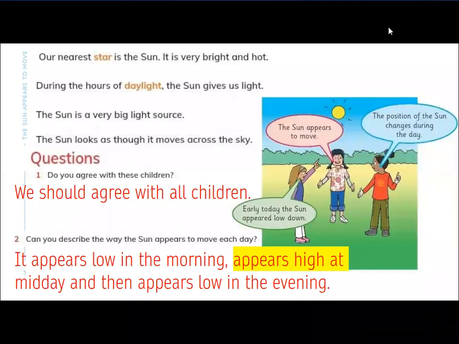Can you describe the way the sun appears to move each day? It appears low in the morning, appears high at midday, and then appears low in the evening. How does the sun appear in the morning? It is low. It appears high at midday, and again in the evening, it appears low. So write the answer of question number 2.